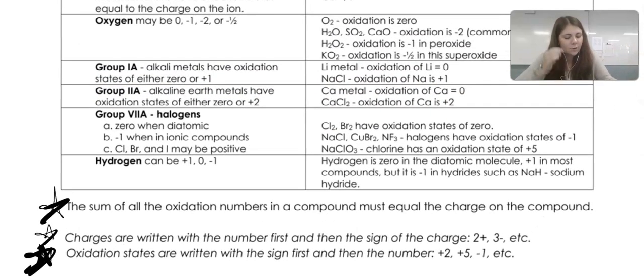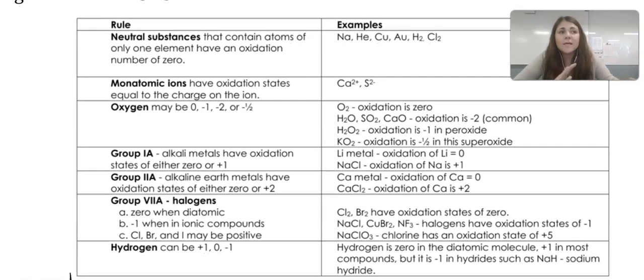Charges are written number then symbol. Oxidation states are written symbol then number. This has a lot of rules. The ones that tend to be the easiest to memorize are these right here. Neutral substances: if you see an element by itself, just in its neutral form, this could be a diatomic element as well, 0 is going to be the oxidation number. Monatomic ions: if you just see calcium 2 positive, its oxidation number will be positive 2.